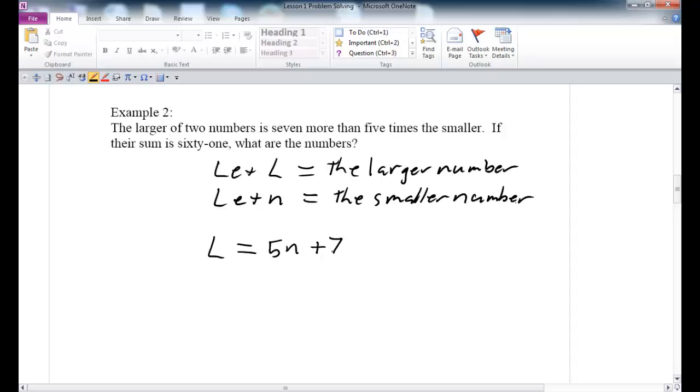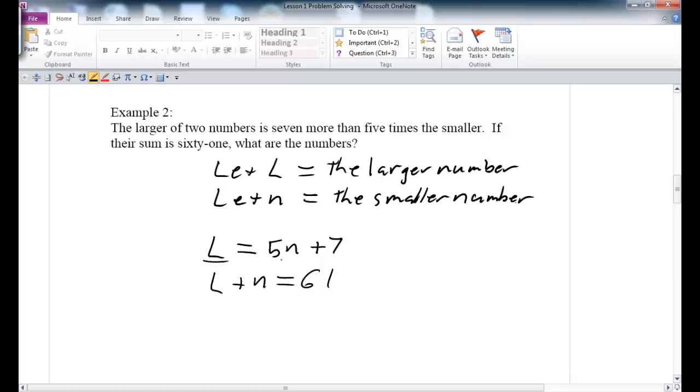If their sum is 61, then we have L plus n equals 61. Again, we have an equation with two variables. Have a look at it and see what we could substitute to give us an equation with just one variable to solve. And it sits right here.